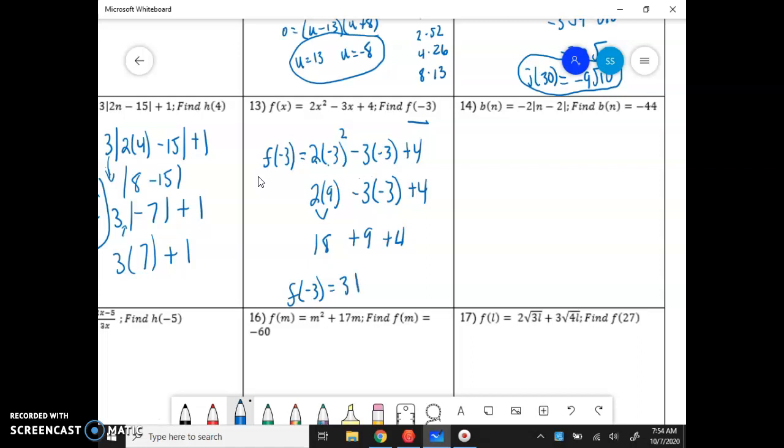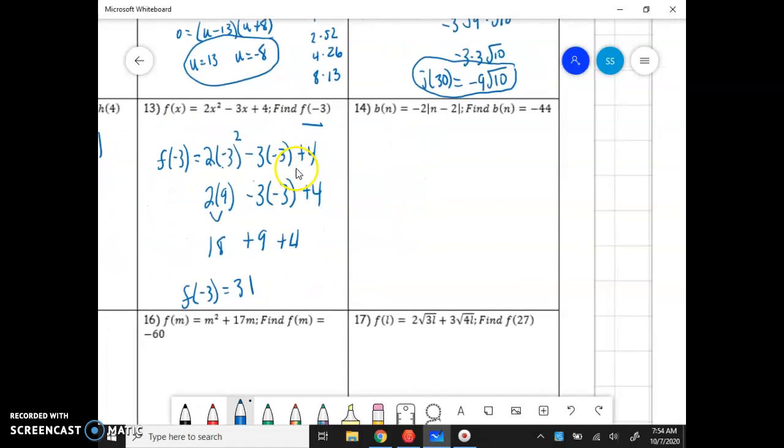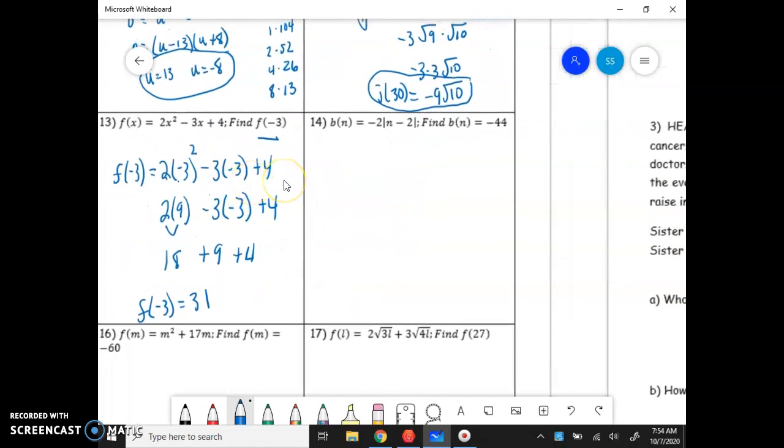Okay. All right, number 14. I think I'll just set this one up. You guys can go from there. Number 14, we're given, this is identical, right? So we're going to go ahead and substitute, just completely substitute it out on the left side. -2 times the absolute value of n minus 2.